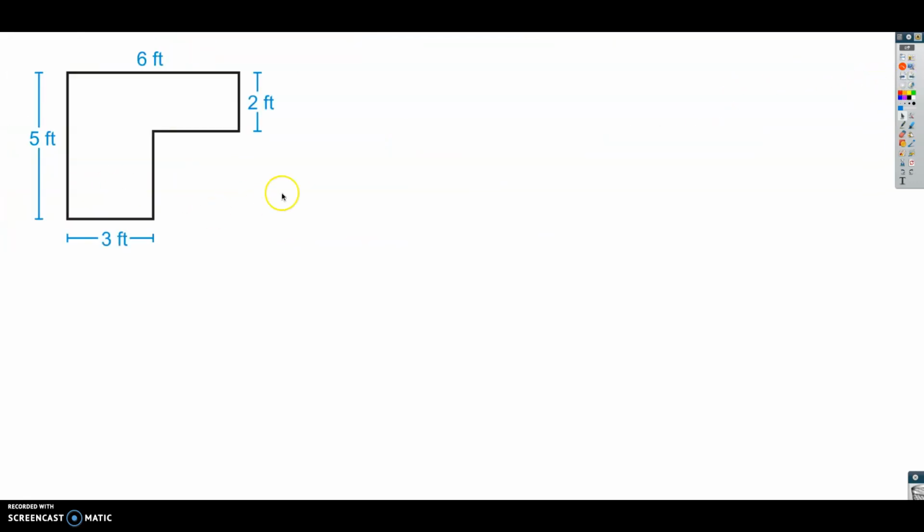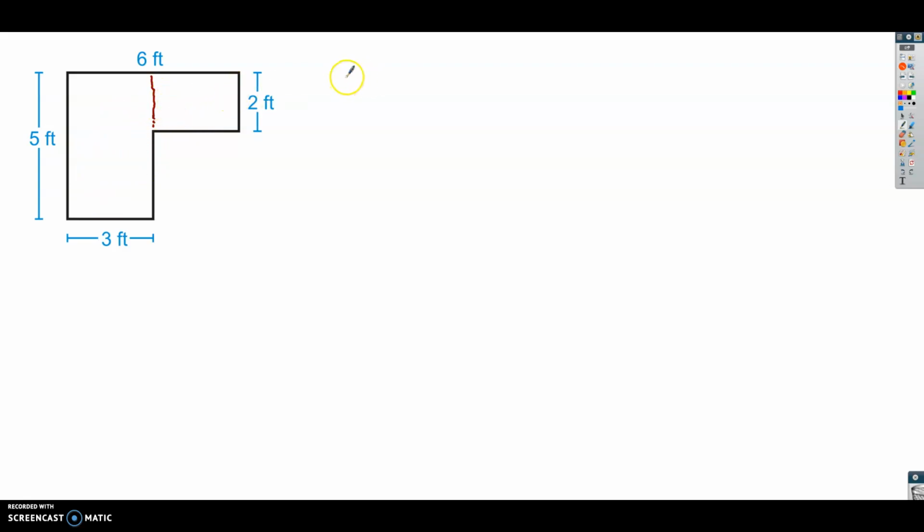Alright, so let's take a look at this first problem right here. Here you can see we have this L-shaped composite figure, and what people tend to do is cut it into two different pieces. Realistically, it doesn't matter how you cut it up. You could cut it up like this, where you have this rectangle here and then this rectangle here. It realistically does not matter. So I'm going to cut it vertically.